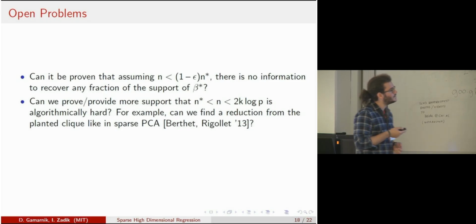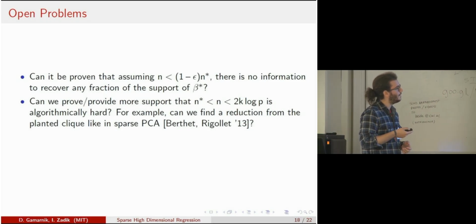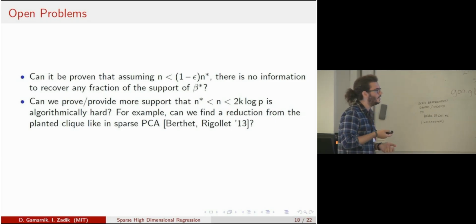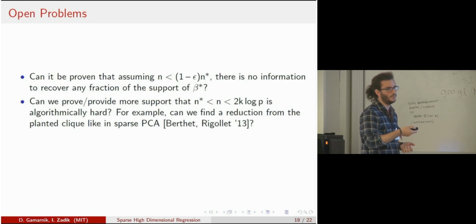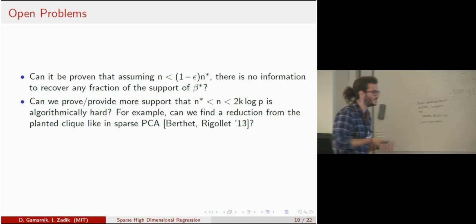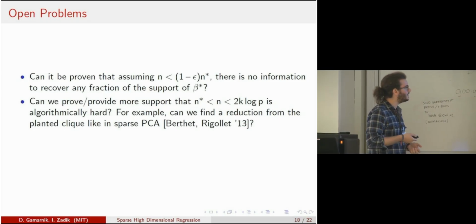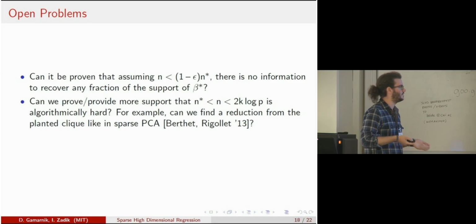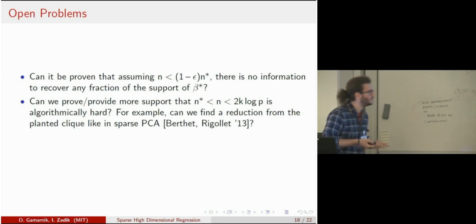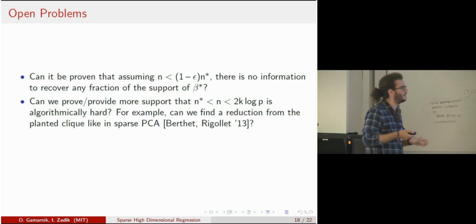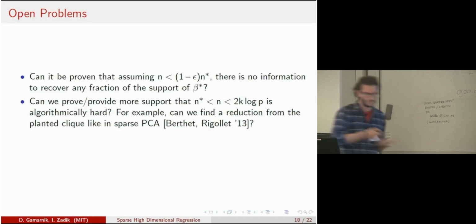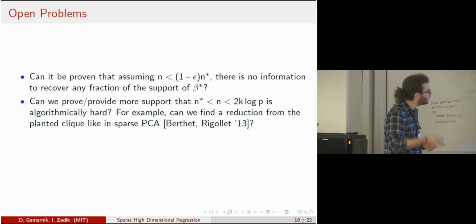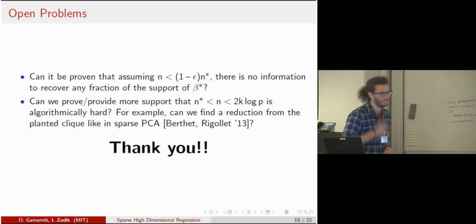The first is whether we can prove that the MLE behavior in this regime is not arbitrary, that information theoretically you cannot recover any fraction of the support if you are at 0.99 n star, and it's not just that the MLE fails. And of course, then there is the algorithmic hardness question, because we pose it as a conjecture here. So the question is, what can we do? Can we, for example, find a reduction from the implanted clique, like in sparse PCA, to formulate that this is actually algorithmically hard? Okay, thank you.